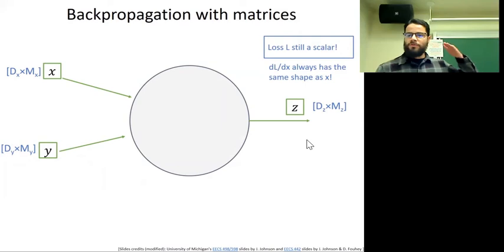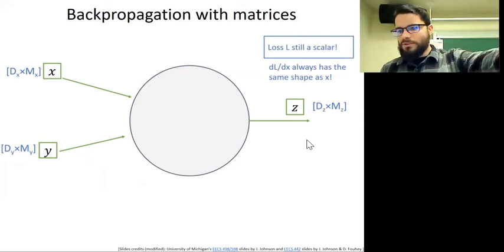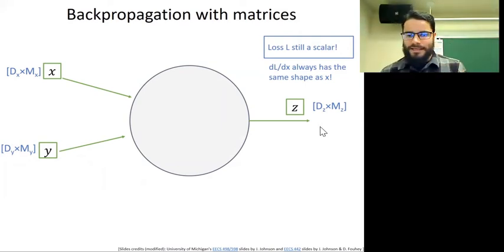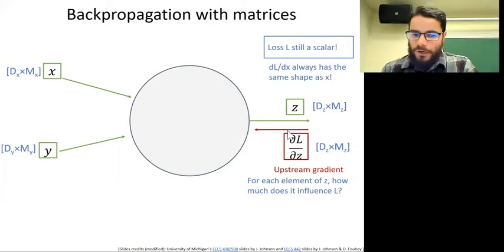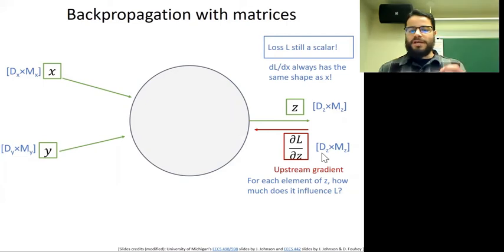So when you do the forward pass, you're calculating the outputs. When you're doing the backward pass, in this upstream gradient here, we know exactly what its dimensions are going to be. They're going to be the dimensions of the output itself. So the dimensions of this upstream gradient are going to be dz, mz. Why? Because we are doing the partial derivative of the loss with respect to a matrix. So we get the dimensions of this matrix here. They're going to be the dimensions of the output.